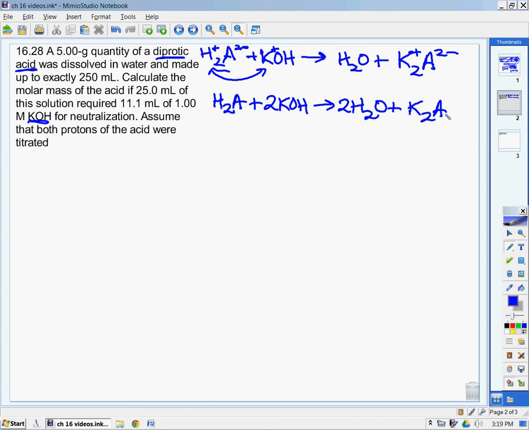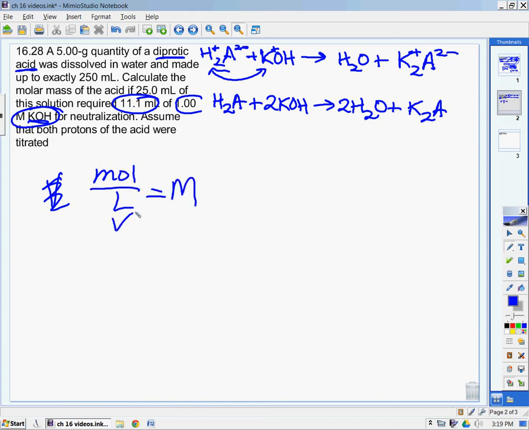I'm going to point out that when you do the stoichiometry, here's going to be your strategy. You're given a volume and a molarity for KOH. Let me write the equation: moles over liters equals molarity. So we've got the volume, we've got the molarity, we can find the moles. That'll be the moles of the base, the moles of the KOH.